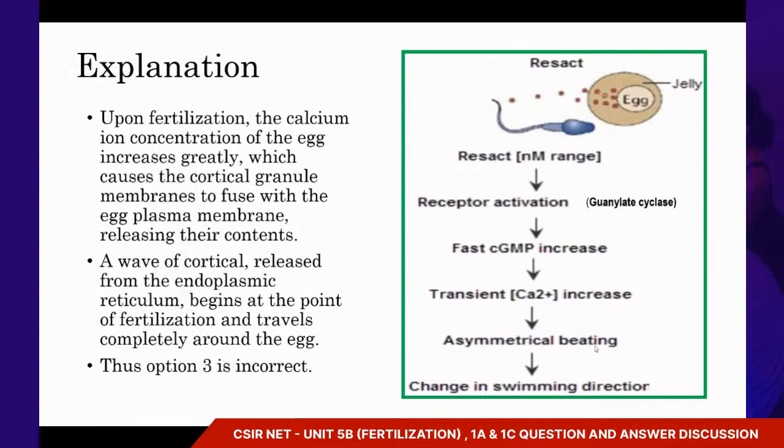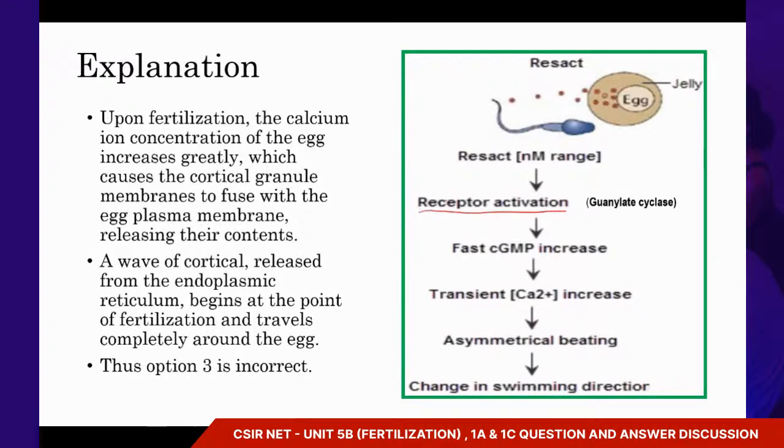So who is attracting whom? Egg is attracting sperm, isn't it? So the resact will be released from the egg and it will be sensed by the sperm, isn't it? So sperm will have the receptor. You should apply some common sense while doing the question, right? So sperm will have the receptor.